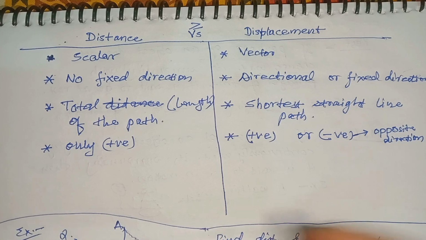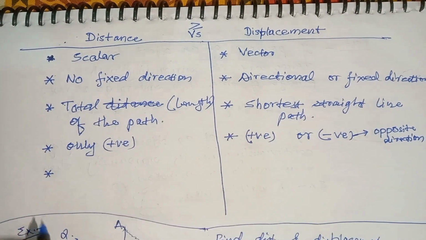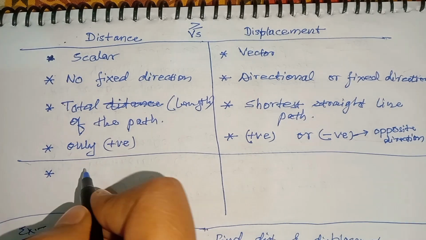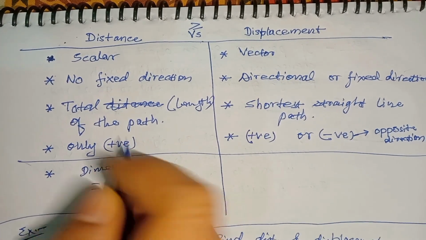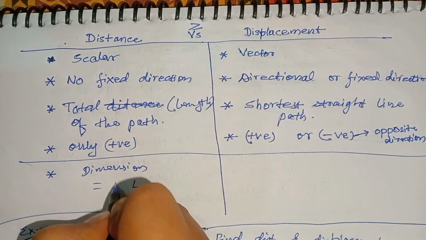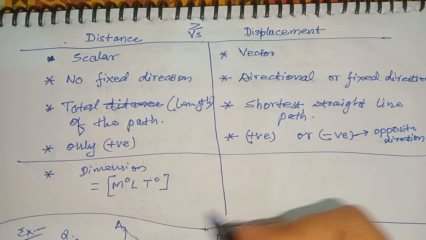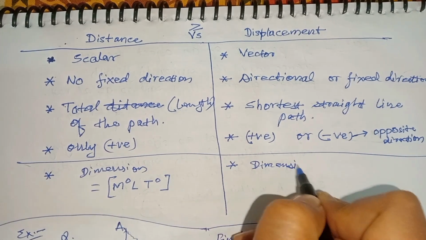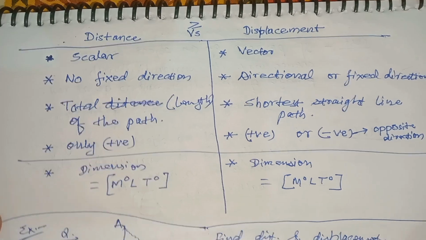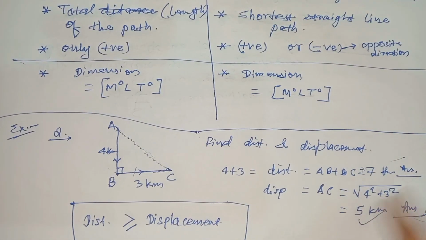We should remember this. And now, dimensionally they are the same. This is the point of similarity. Dimension of distance is L, and M is 0, no mass and no time in distance. And here also the dimension will be the same. Dimensionally both distance and displacement are the same. So these were the points of similarity and dissimilarity.